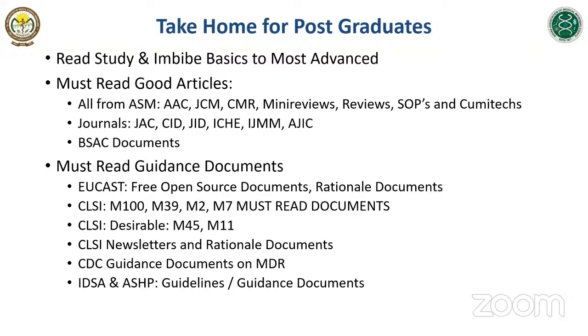And of course, the must-read documents like EUCAST. EUCAST has all free open-source documents and rationale documents that you can go through. CLSI M100, M39, M2, M7: these are the four Vedas of AST that we have to read. Desirable ones are M45 for the fastidious organisms and M11 for the anaerobes. Also CLSI newsletters and rationale documents, CDC guidelines on MDROs, and the IDSA and American Society of Health-System Pharmacists guidelines and guidance documents whenever and wherever possible.